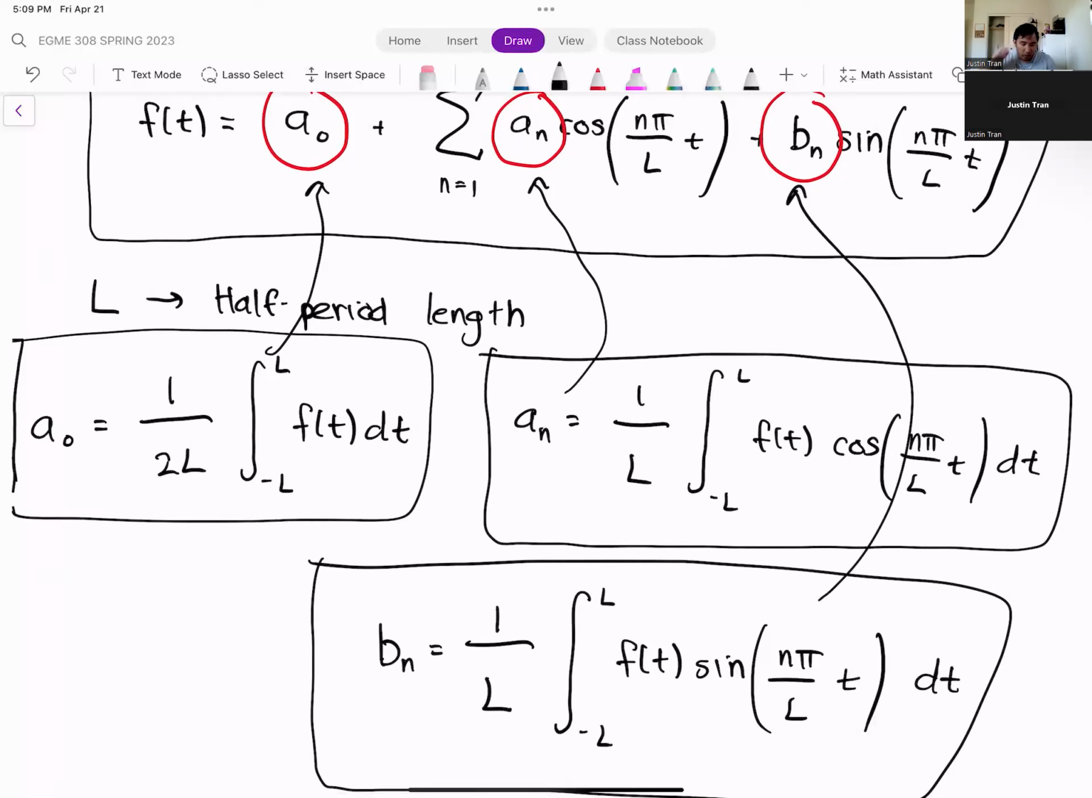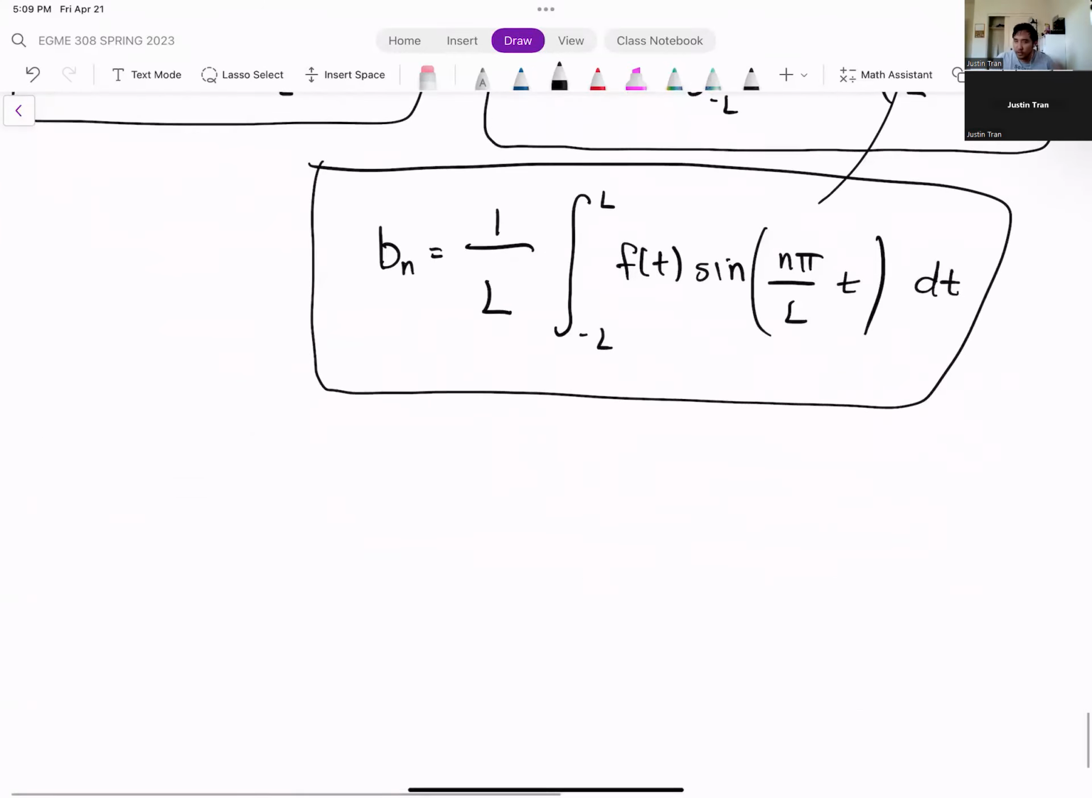Of course, if you're doing this for an arbitrary function, it's a lot of work to do all these computations, because there are a lot of coefficients and a lot of integration to do. The good news is that we can simplify our problem if our function f is an even or an odd function.